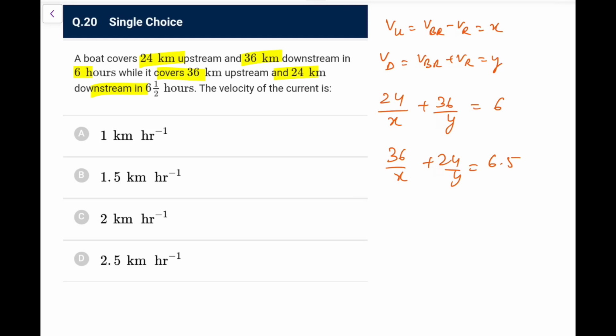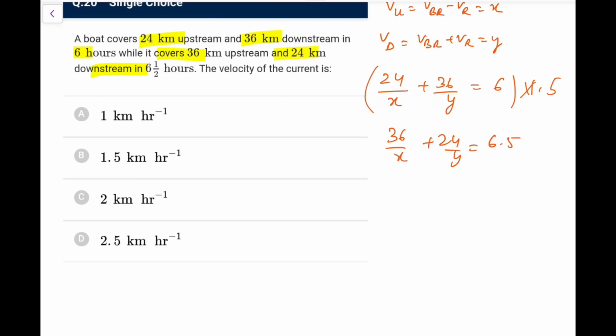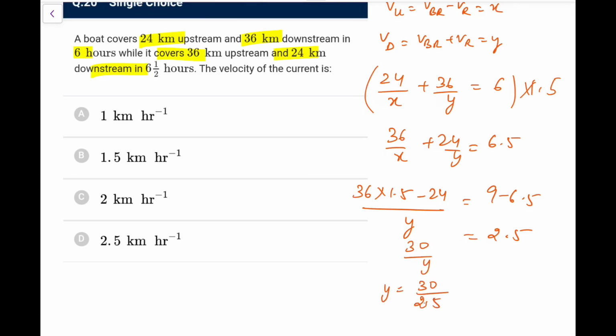The way of solving for them would be, let's say multiply this by 1.5 and subtract them. So if I subtract, 36 by x goes, so it will become 36 into 1.5 minus 24 by y would be equal to 6 into 1.5, that is 9 minus 6.5, so that is 2.5, and 36 into 1.5 would be 36 plus 18, that is 54, 54 minus 24 is 30, 30 by y, so y comes out as 30 upon 2.5, so this is coming out as 12 kmph. That means the sum of the two is 12 kmph.